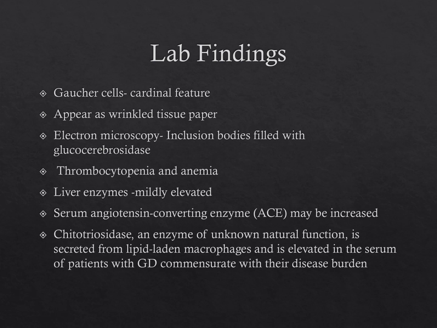When it comes to the blood work, there is a possibility of thrombocytopenia and anemia, while the liver enzymes can be slightly elevated. The serum ACE is an incidental finding and cannot be used as a diagnostic test, but definitely there is chitotriosidase, which is an enzyme of unknown natural function, secreted from the lipid-laden macrophages, and it is a characteristic finding of patients with Gaucher's disease.